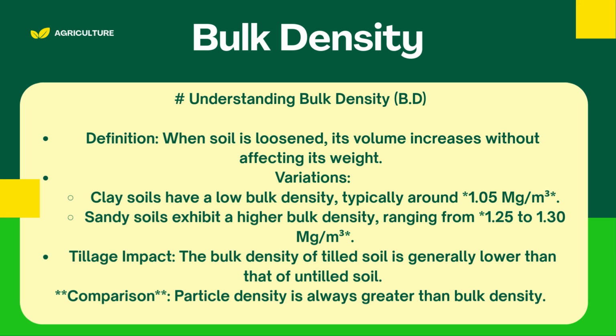Understanding bulk density, B.D. Definition. When soil is loosened, its volume increases without affecting its weight. Variations. Clay soils have a low bulk density, typically around 1.05 megagrams per cubic meter. Sandy soils exhibit a higher bulk density, ranging from 1.25 to 1.30 megagrams per cubic meter. Tillage impact. The bulk density of tilled soil is generally lower than that of untilled soil. Comparison. Particle density is always greater than bulk density.